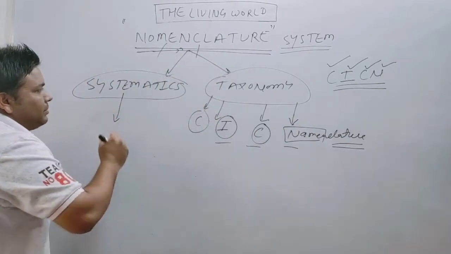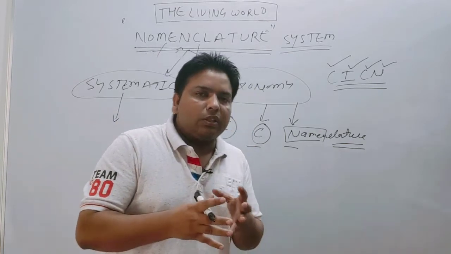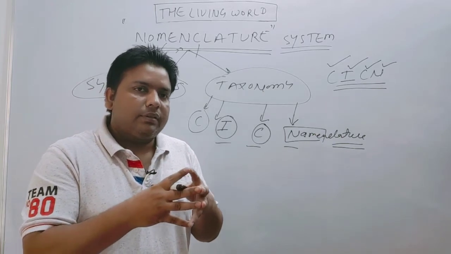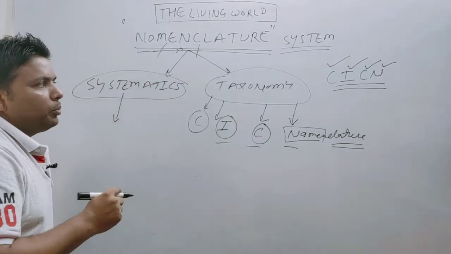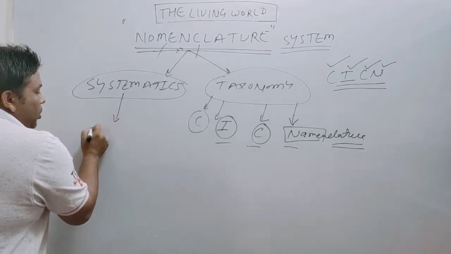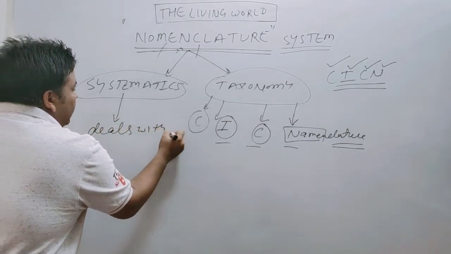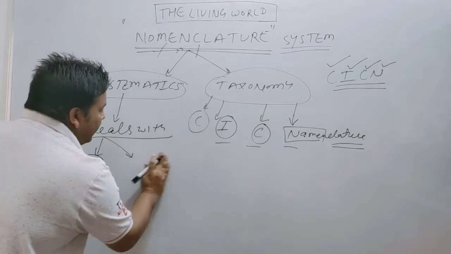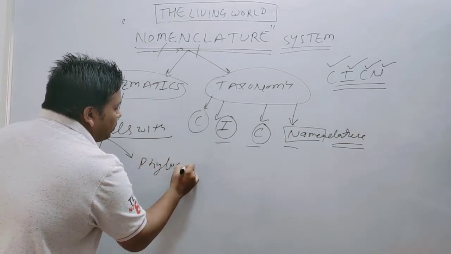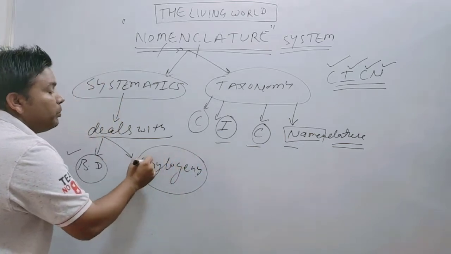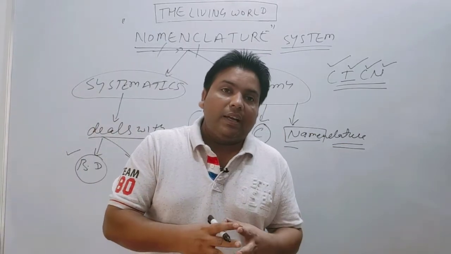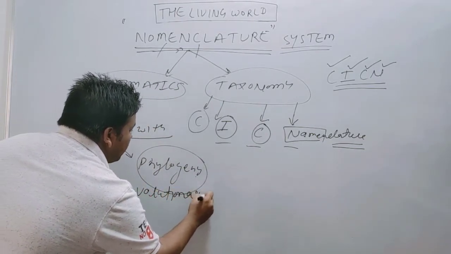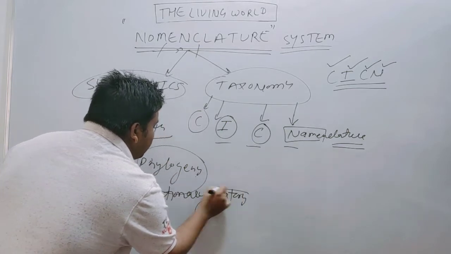Now if we go to systematics and taxonomy, those are words which are similar but do not have the exact same meaning. Now what is the difference between systematics and taxonomy? Systematics deals with biological diversity and it includes phylogeny also. What do you mean by phylogeny? Phylogeny क्या होती है ना? Phylogeny is the evolutionary history of an organism.